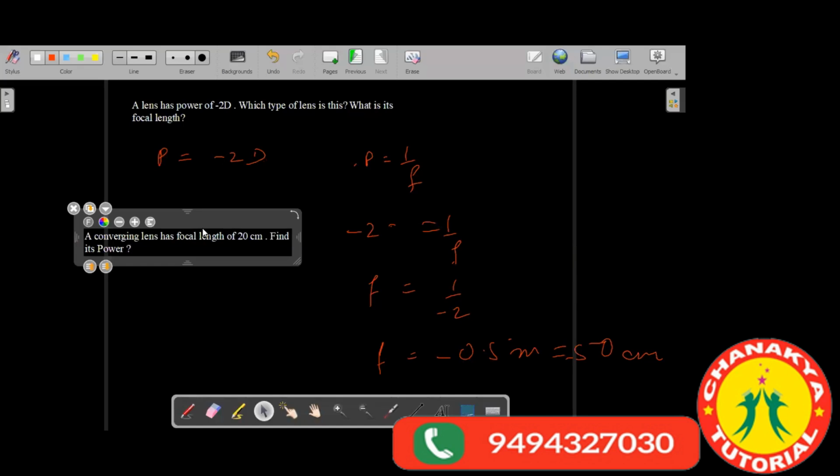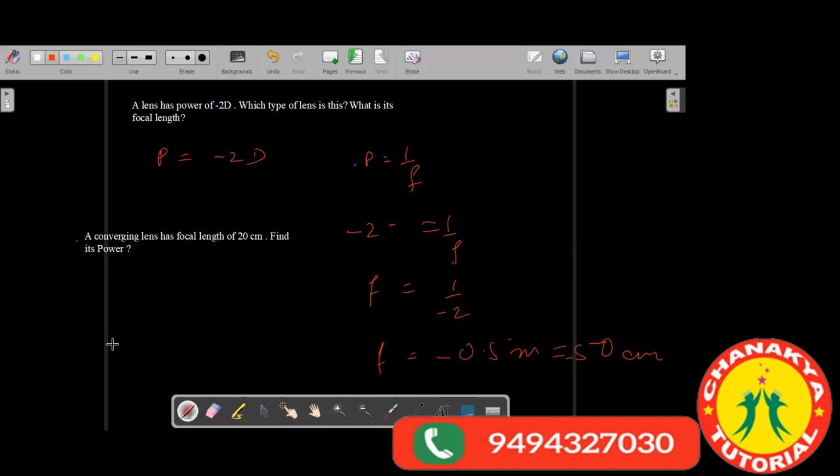So what is the answer? 5. Yes. Also, we have to take the focal length positive. So power is 100 by f, with f taken in centimeters. You get 100 by 20, which is 5D. So 5 diopters, plus 5D, is the power of the lens. Got it? All of you do the questions which have been sent in the group.